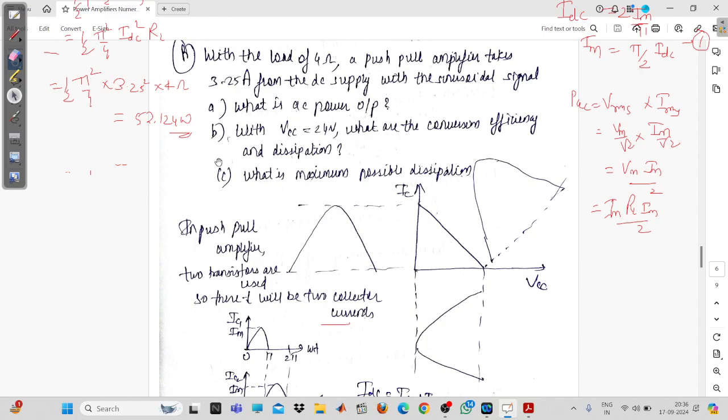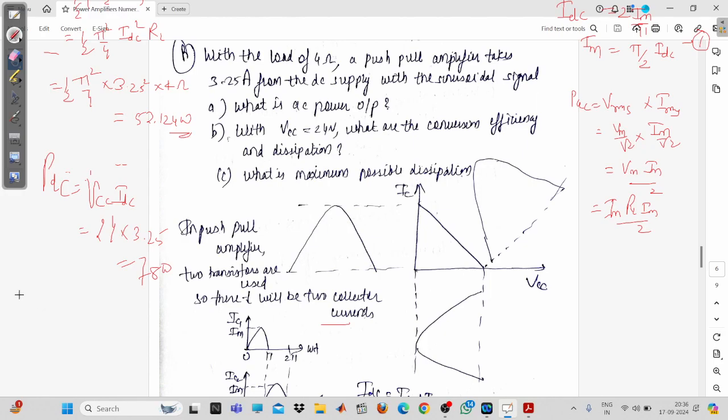Conversion efficiency you will have to calculate. I think AC power has been evaluated, and now you will have to calculate the DC power. DC power means what? PDC will be equals to VCC into IDC. So VCC means how much? That is 24, and this is 3.25. If you calculate the value, that is 78 watt.